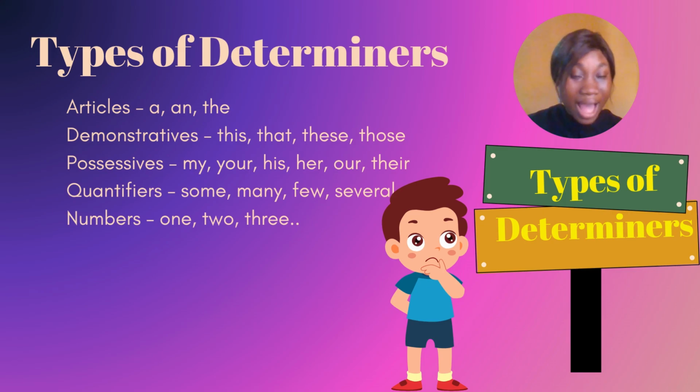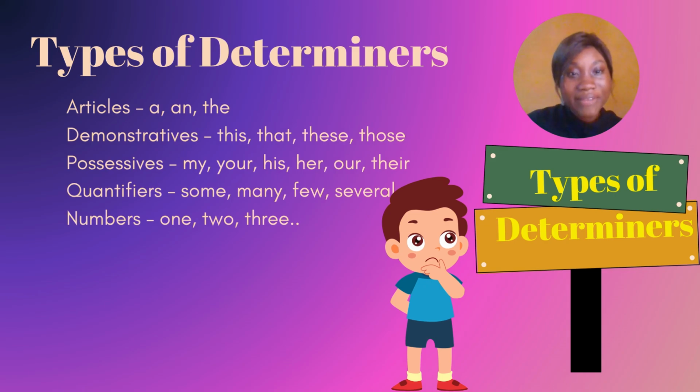Number one is what we call articles, and examples of words you see under articles are a, an, and the. Number two, we have demonstratives, and this involves words like this, that, these, those. The third one, we have possessives, and this involves words like my, yours, his, her, ours, and theirs. Quantifiers is the next one, and this includes words like some, many, few, several. And lastly, we have numbers, which includes one, two, three, first, second, and so on.